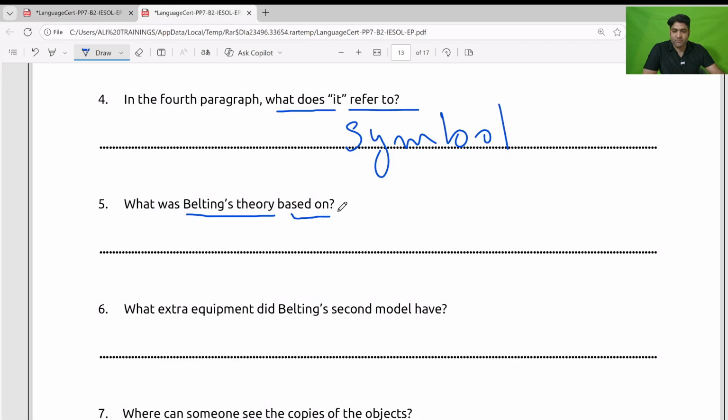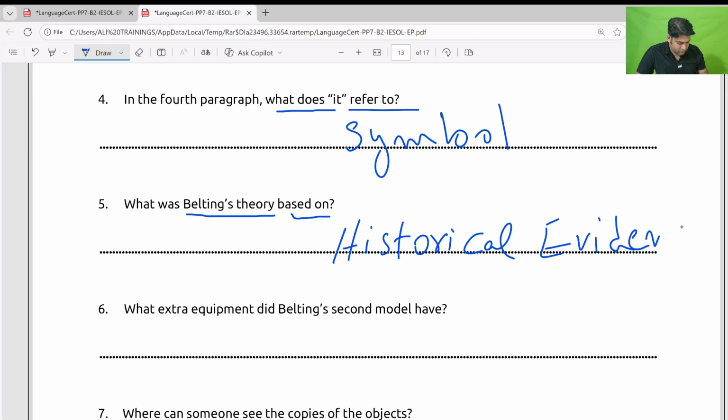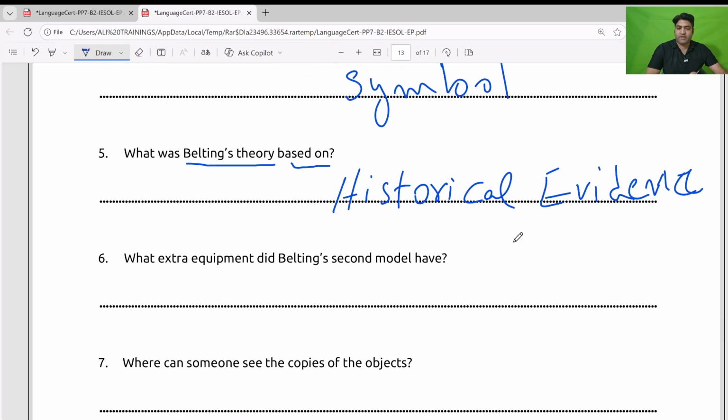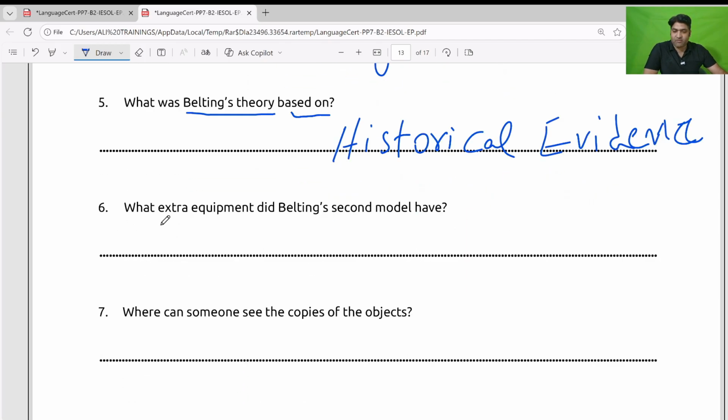So the question was, what was Belting's theory based on? His theory was based on historical evidence. You may write historical evidence only, that will be the correct answer as well. So historical evidence.